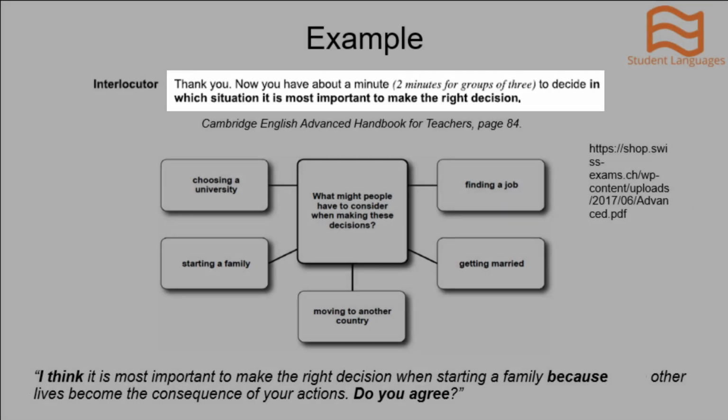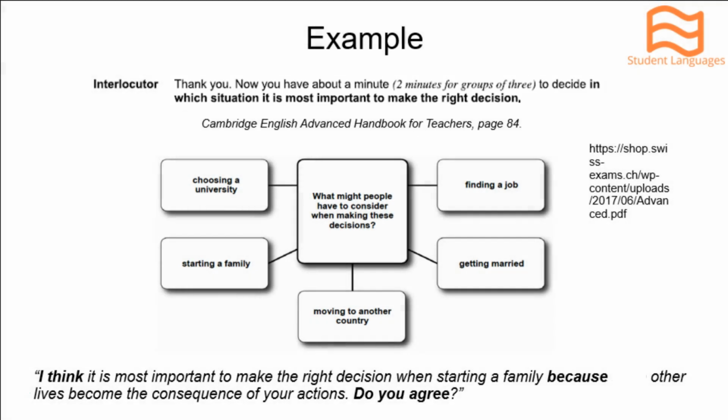I think the situation in which it's most important to make the right decision is not when starting a family, but it's when choosing a university. Because that's when you're quite young, you're 18, 19 years old, and this is going to decide what will happen for the rest of your future. And therefore, I think choosing a university is the situation where it's most important to make the right decision.